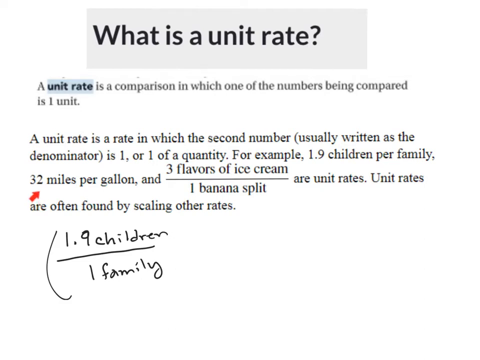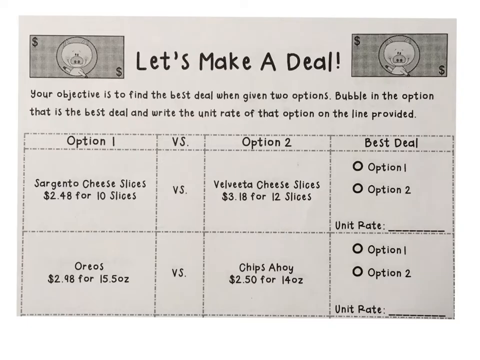Another example, 32 miles per gallon. 32 miles per gallon would look like this. Here's another example. 3 flavors of ice cream in each 1 banana split. These are all unit rates, and unit rates are often found by scaling other rates. All right, so let's look here. Let's go to the next slide.